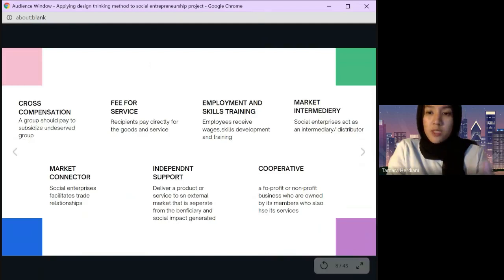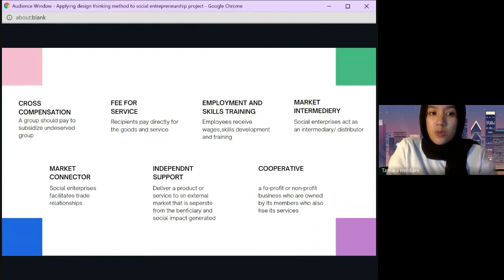These are various business models of social enterprises. The first, we have cross compensation, where a group pays to subsidize the underserved group. And then there's fee for service, where recipients pay directly for the goods and service. Employment and skills training, where employees receive wages, skills development, and training. Market intermediary, where social enterprises act as an intermediary or distributor. And market connector, where they facilitate trade activities and relationships. Independent support, where they deliver product or service to external market. And finally, cooperative, for-profit and non-profit business where it is owned by members who use the service.